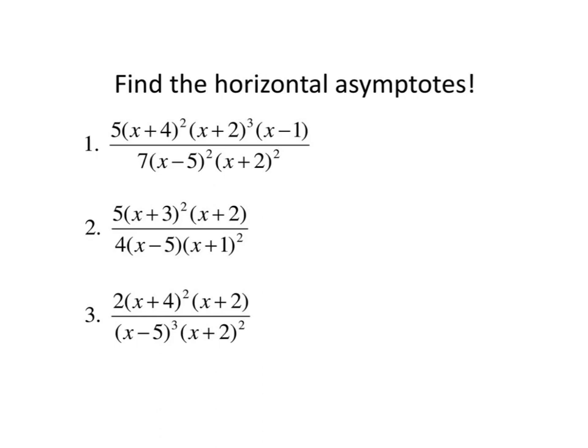All right, so let's work through a couple of examples. So in this first one, again, count up your degree. So we have 2, 3, and 1. So that would be a degree of 6. In the denominator, we have 2 and 2. So that would be a degree of 4. So this one is bigger on top. BOT, bigger on top, is BOTTEN. So the horizontal asymptote would be none.